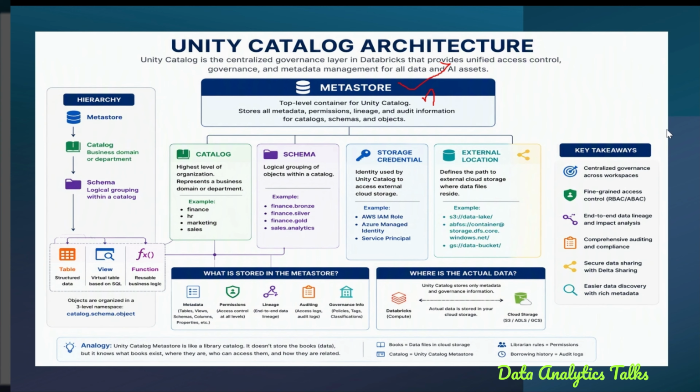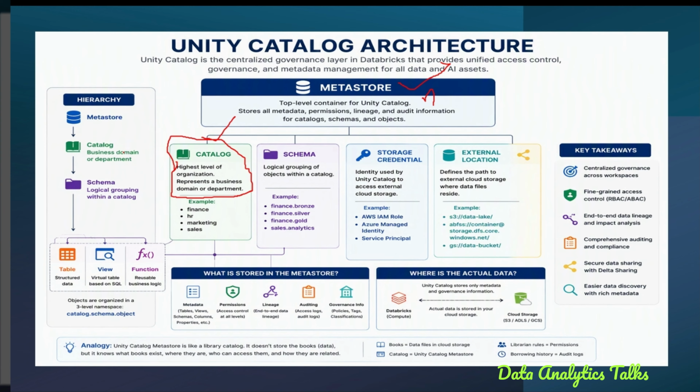So Vijay, I understand about the Metastore. So next, what is the next level? What is below Metastore? The hierarchy shows a catalog. The catalog is the next below the Metastore. What is it? A catalog is typically used to represent a business domain or department. It is the highest level of the organization. That is the catalog.